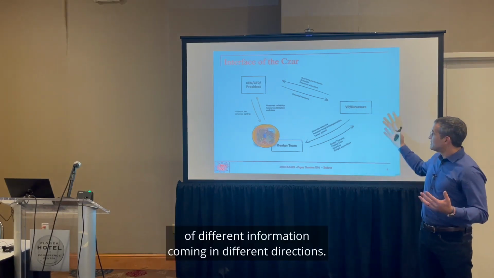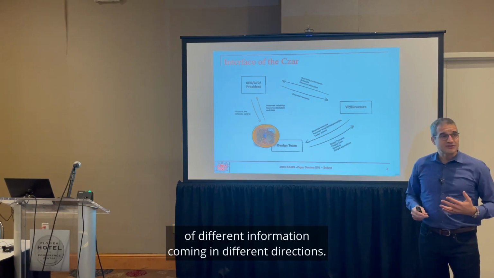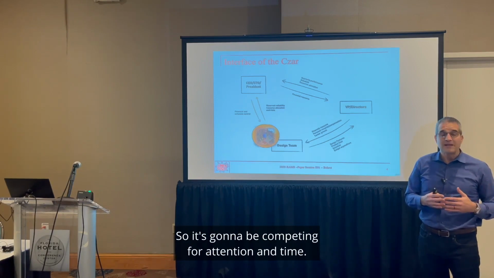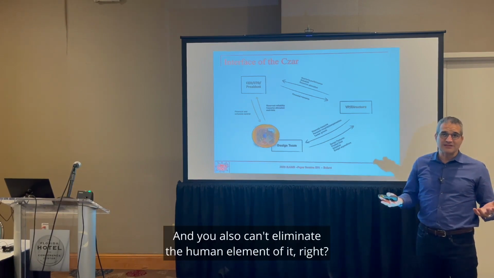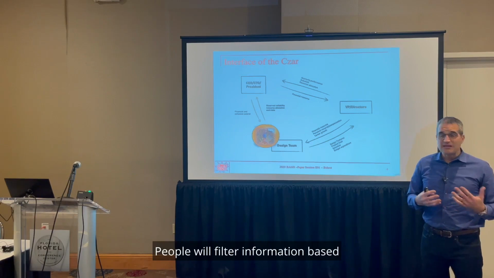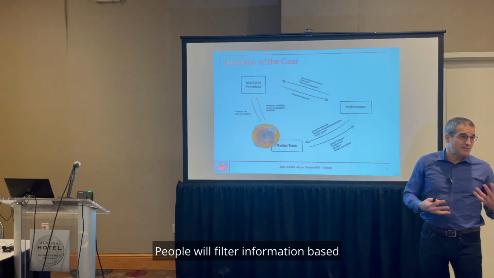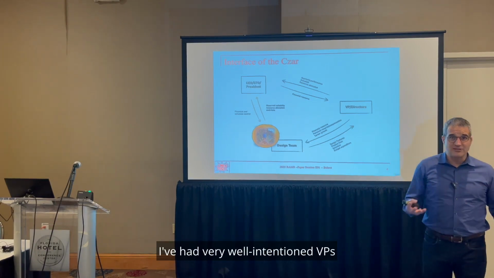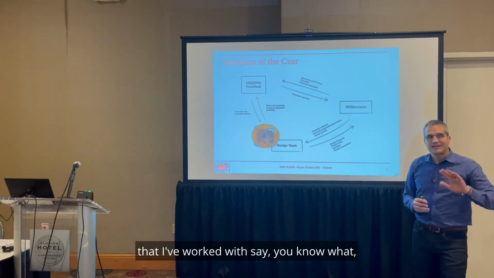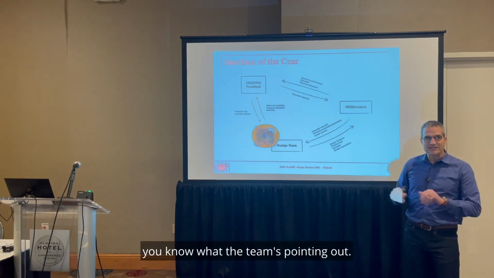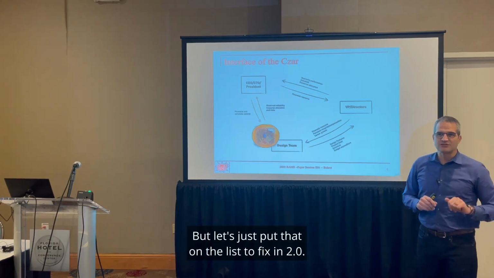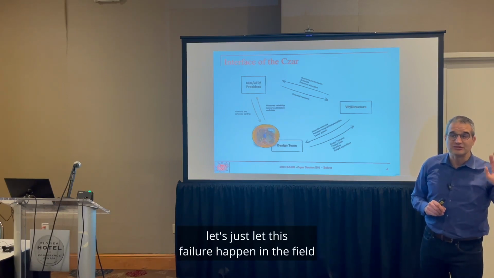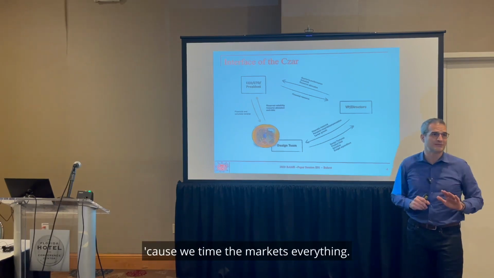And they have a lot of different information coming in different directions, so it's going to be competing for attention and time. And you also can't eliminate the human element of it, right? People will filter information based on their bias or what's of interest to them. I've had very well-intentioned VPs that I've worked with say, you know what, I definitely think that is going to be a problem, what the team's pointing out. But let's just put that on the list to fix in 2.0. Right? Like really openly saying, let's just let this failure happen in the field and do the best we can to respond quickly, because time to market's everything.